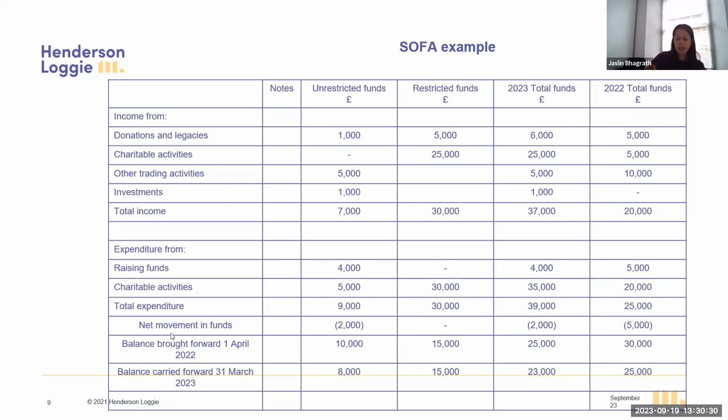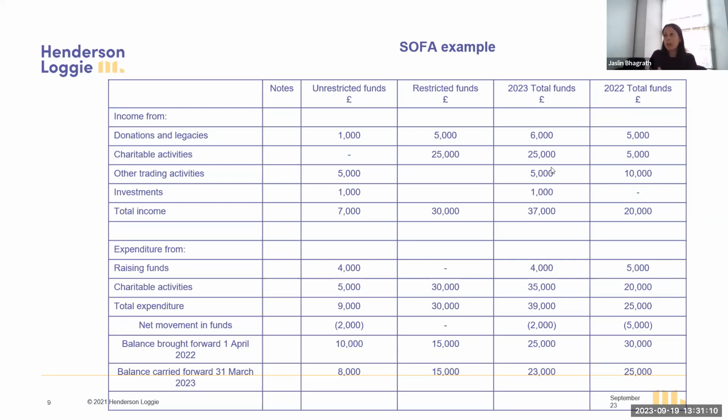So on the left hand side is what your income and expenditure is. So we now know that, and hopefully we've built up a picture of what types of income a charity has and what the types of expenditure are. And then if we skip the middle and jump over to the right hand side, that shows you the total. So that shows you the total income that you have received from donations, charitable activities, etc., both in your current year and in your prior year. So you should always have comparative figures.